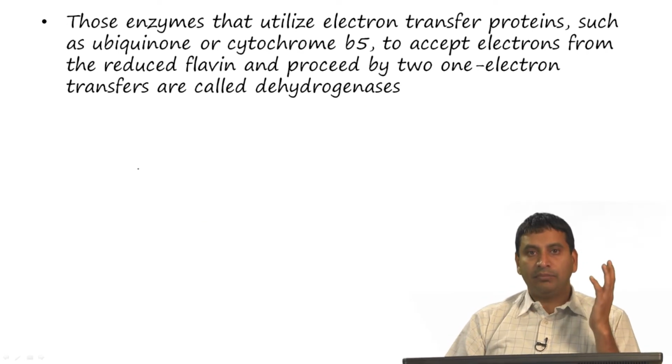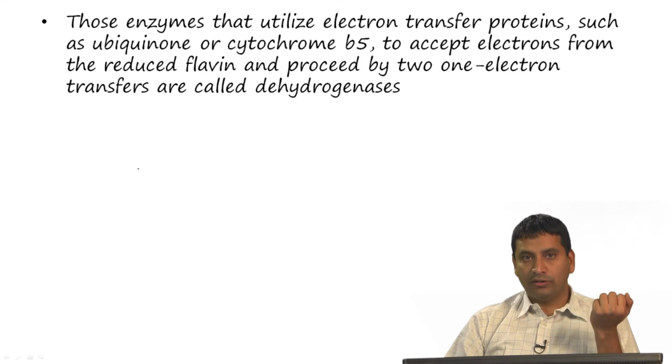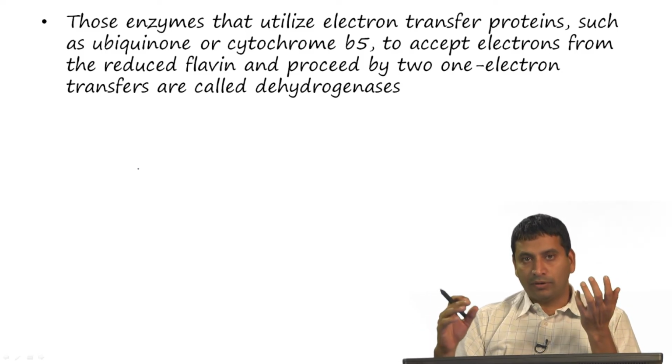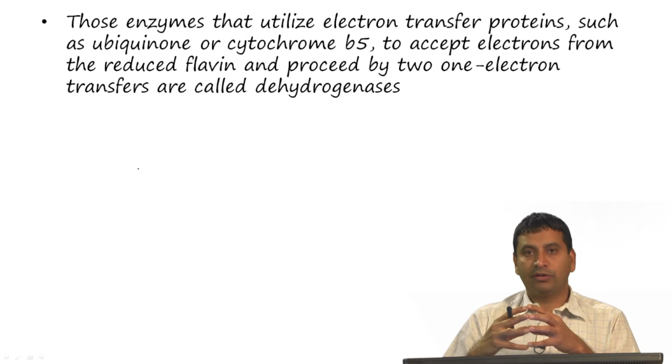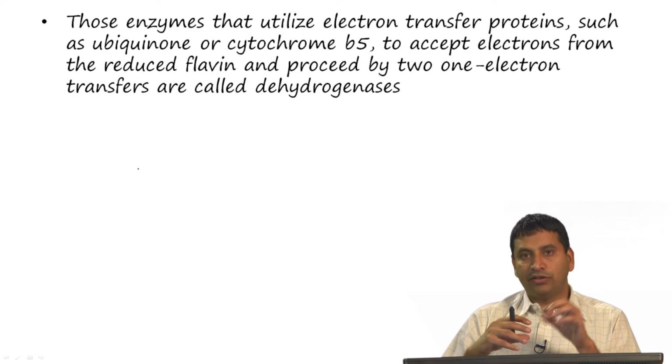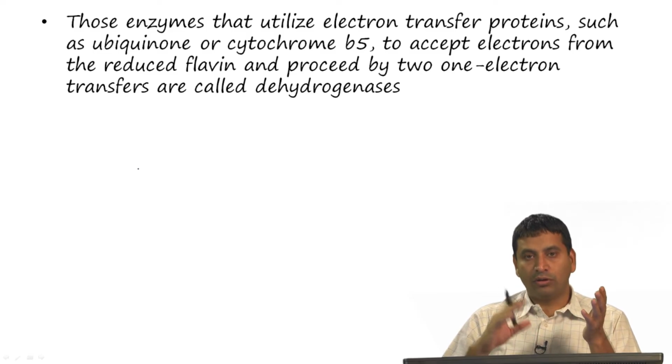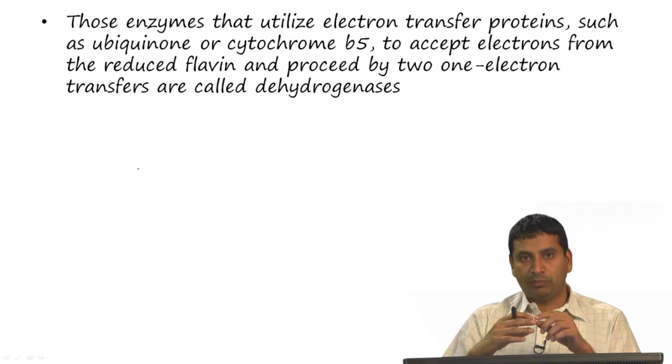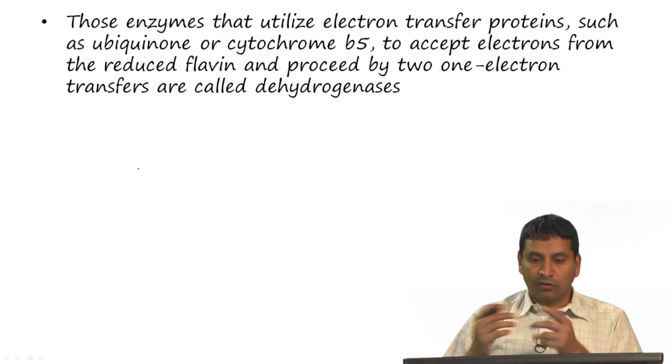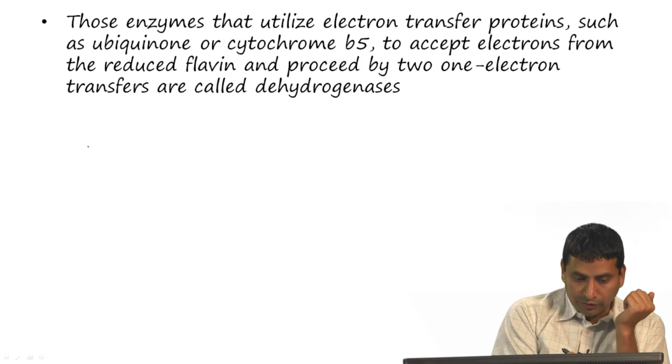The first class of enzymes that we are going to look at are dehydrogenases, and these enzymes utilize electron transfer proteins such as ubiquinone or cytochrome B5 to accept electrons from the reduced flavine. So, let us now draw the structure of reduced flavine very quickly.